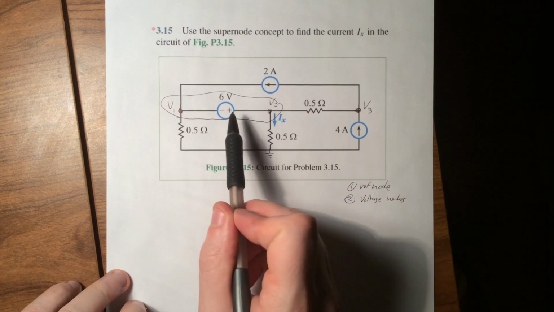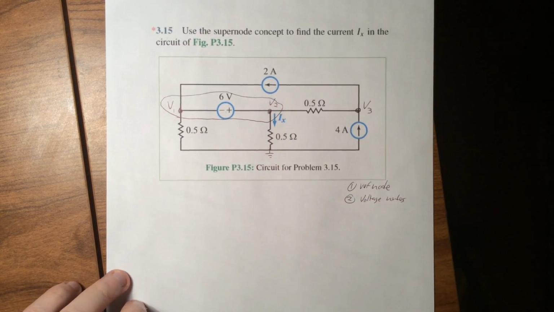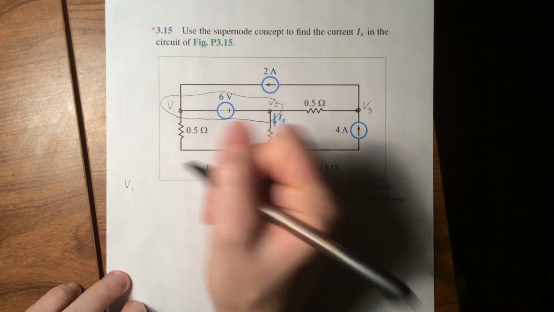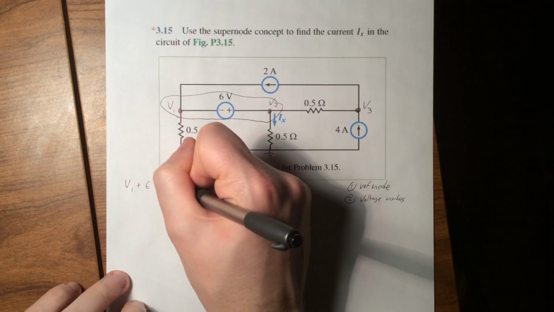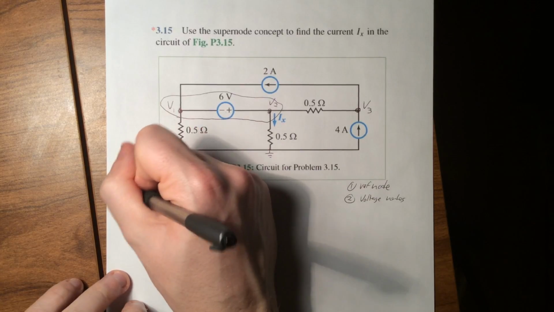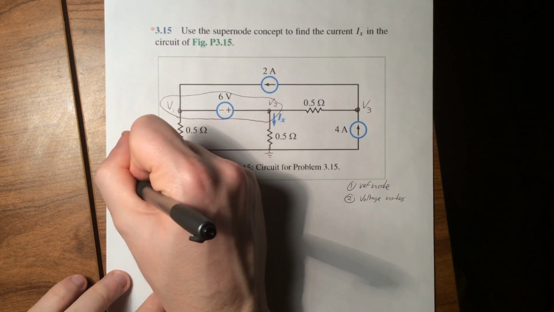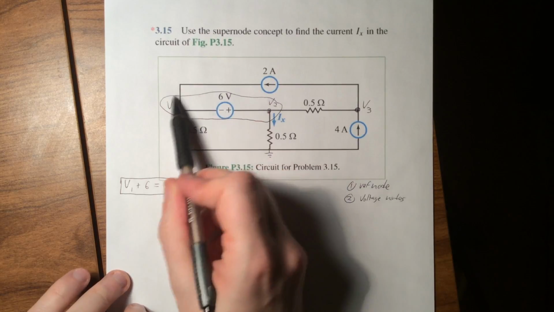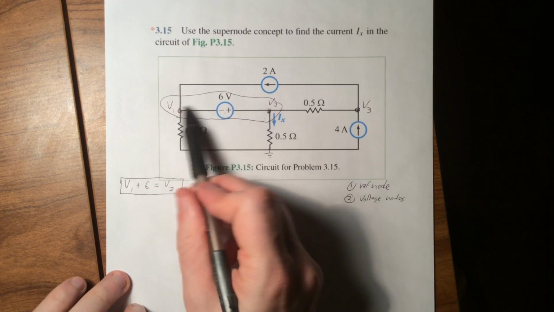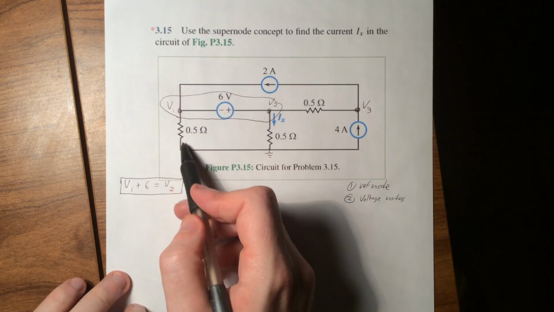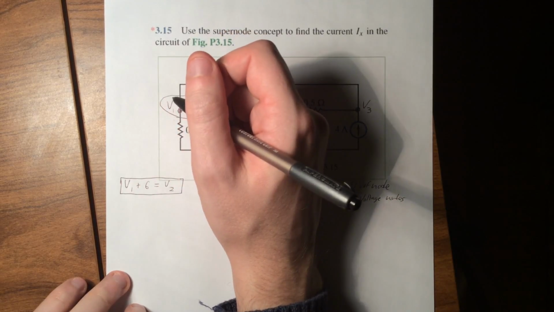Because we know V1 plus 6 equals V2, in matter of fact, let's write that down right now. V1 plus 6 equals V2. We got one of our equations out already. That's the inside of the supernode equation. V1 plus 6 equals V2. So now that we have that out, we can use this entire supernode, and that's going to make things a little nicer for us.